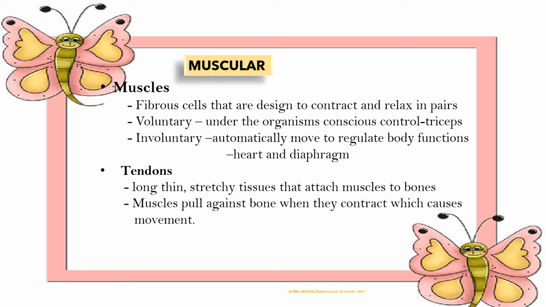And then you have the tendons. Tendons are long, thin, stretchy tissues that attach muscle to bones. So muscles pull against bone when they contract, which causes movement. If you don't have enough tendons, then you can also feel pain when you are moving your bone. So you need enough tendons and muscles to protect you when you are contracting or doing any movement.